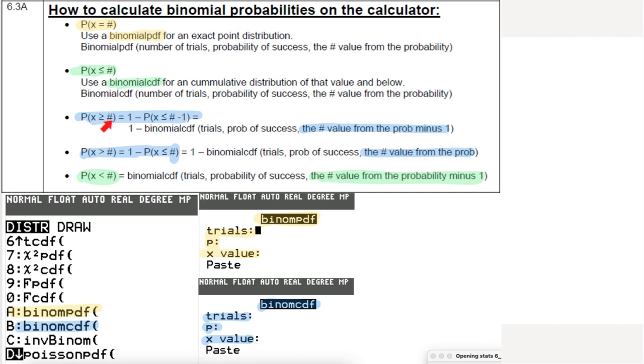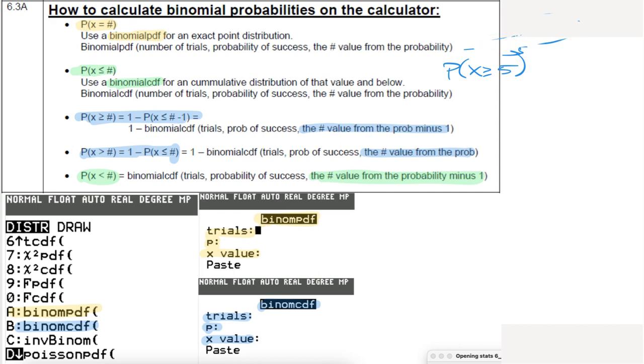Probability X is greater than or equal to some number. Well, the CDF gives us up to a number, so we're going to have to take 1 minus the probability that X is less than or equal to this number minus 1. So think about it this way. If it's the probability that X is greater than or equal to 5, okay, well, I can't use CDF because CDF gives me all this shaded area up to 5. So I need this over here.